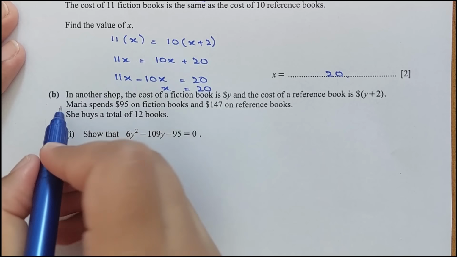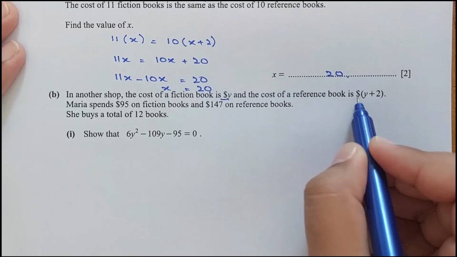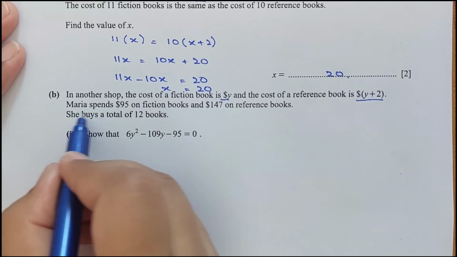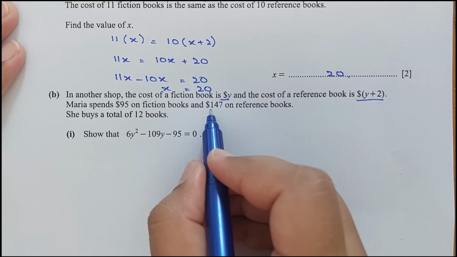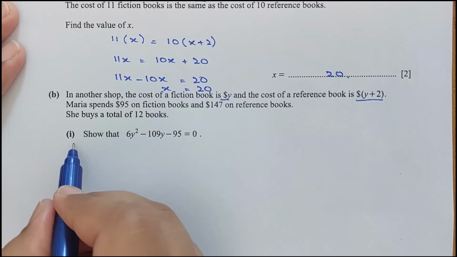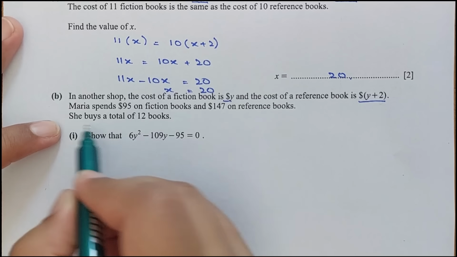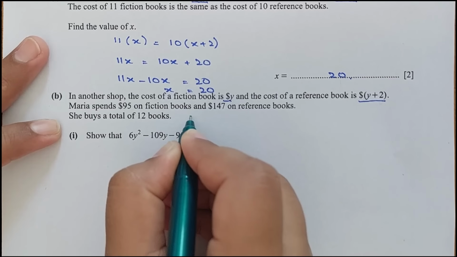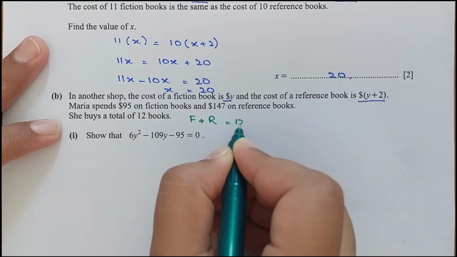Now for part B, in another shop the cost of a fiction book is Y and the cost of a reference book is Y plus 2. Maria spent $95 on fiction books and $147 on reference books. She buys a total of 12 books. Number 1, show that. So we are given that she buys a total of 12 books, meaning the fiction books and the reference books total 12 books.